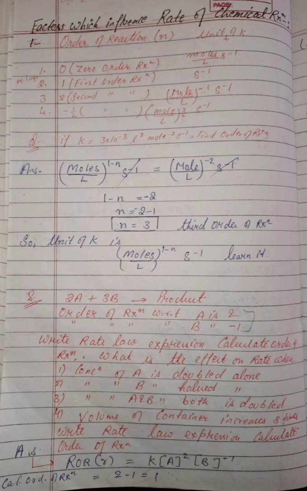So the first question is this. Concentration of A is doubled alone. Now concentration of A is doubled alone. So what will happen here? ROR, you all know, that is the rate of the reaction. Here the rate, the symbol we have taken R, is equal to K A square B minus 1. It is B minus 1. So the order of the reaction is 2 minus 1 is equal to 1. So this is the first order of the reaction.